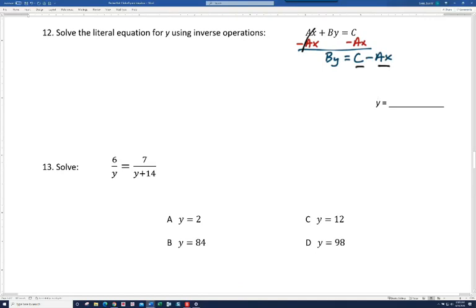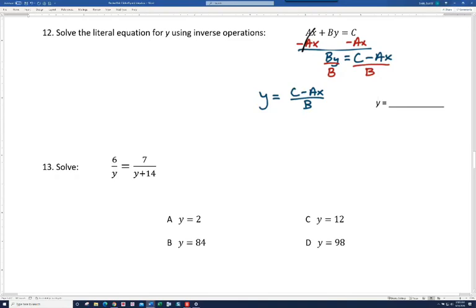Now you might be tempted to somehow combine these, but you can only combine terms that have the same variables, and these don't. And so these are not like terms. Nothing we can do with these to combine them. But notice we're one step away. Remember, we're trying to get y all by itself. We need to get rid of that b now. Since it's b times y, we'll do the opposite and divide. And so we get y is equal to c minus ax all over b.